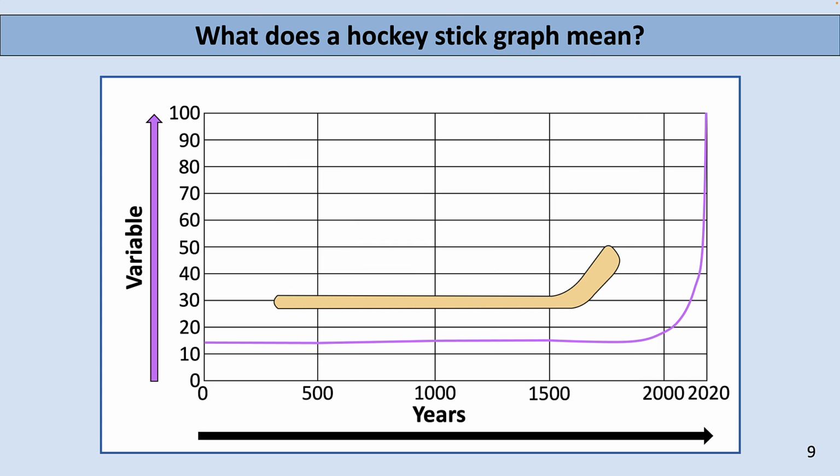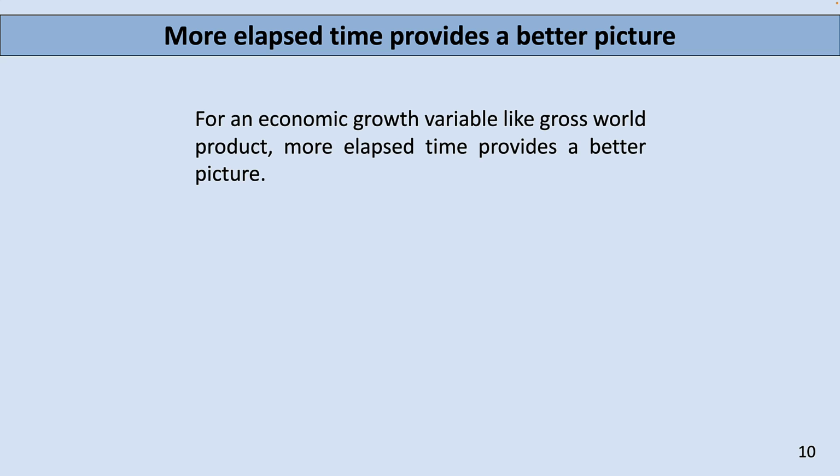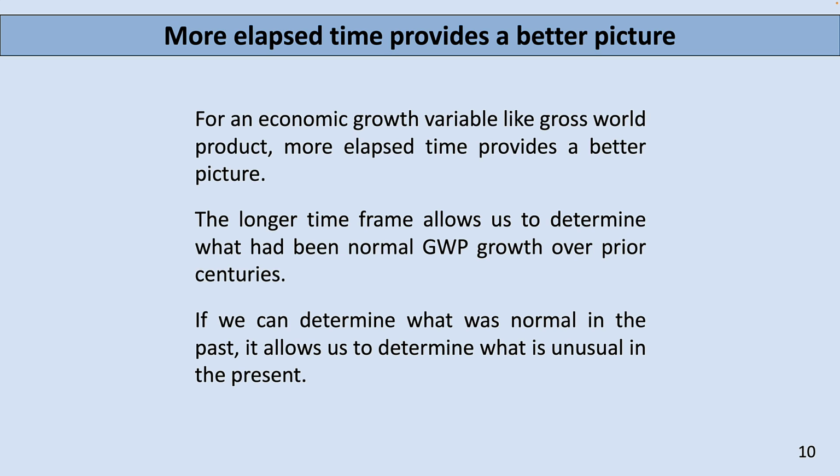What does a hockey stick graph mean? It means that in comparison to the long no-growth shaft period, there is something unusual happening in the relatively short blade time period. For an economic growth variable like gross world product, more elapsed time provides a better picture. The longer time frame allows us to determine what had been normal GWP growth over prior centuries. If we can determine what was normal in the past, it allows us to determine what is unusual in the present.